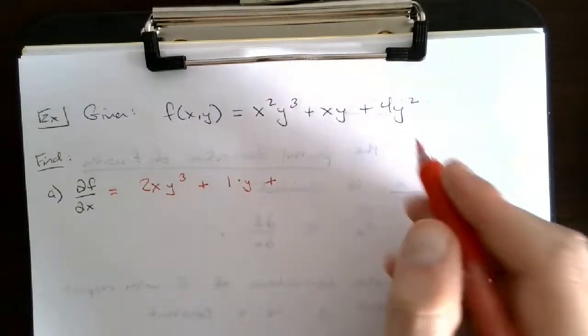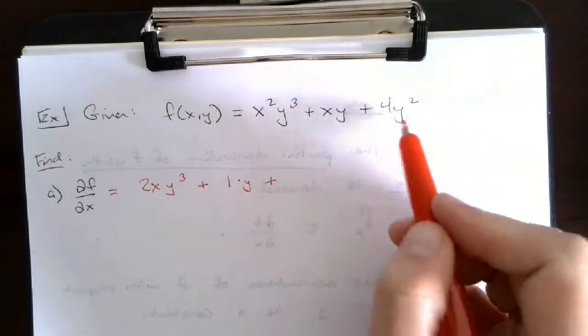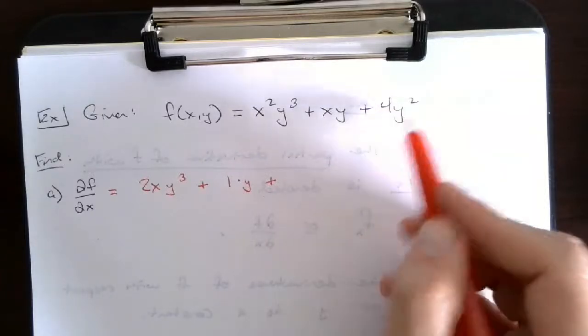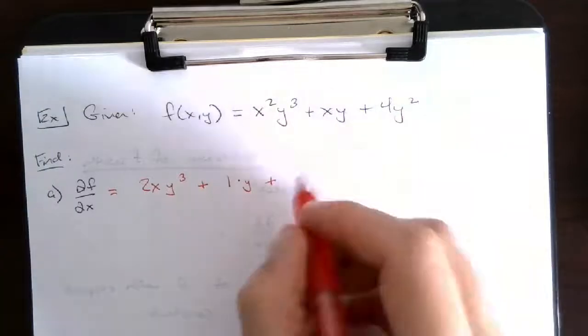Plus, for the last term, we have 4y squared. Well, 4 is a constant. Y squared, that's also a constant, right? There are no x's here, so there's no variable. So the derivative of a constant, this whole thing is a constant. Derivative of a constant is always 0.